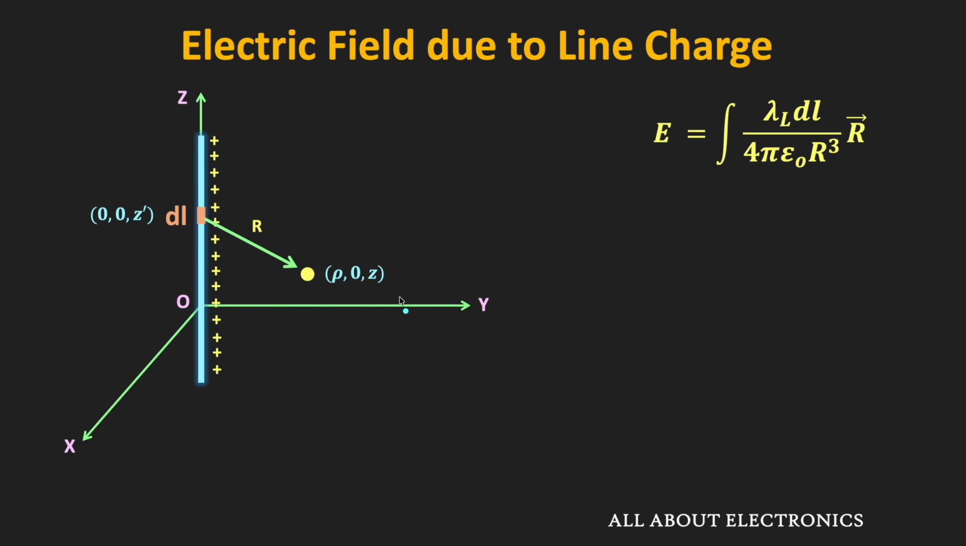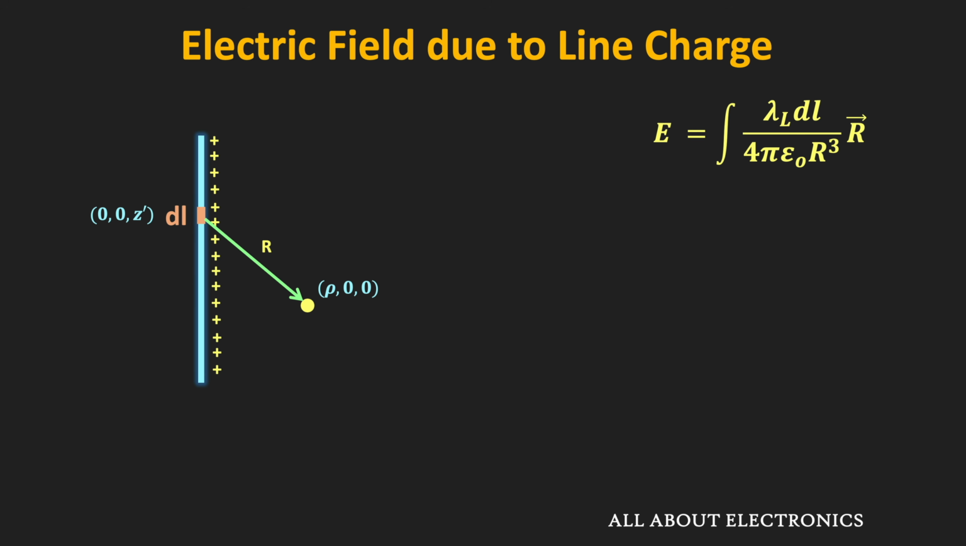For our convenience, let's assume that this observation point is located at the z equal to 0 plane. That means its coordinates will become rho, 0, 0. That means this observation point is located on the xy plane, and its distance from the line charge is equal to rho. Now, let's say the vector connecting the differential length dl and this observation point is equal to r. First of all, let us find the expression of this r, because once we know the expression, then we can easily solve this integral.